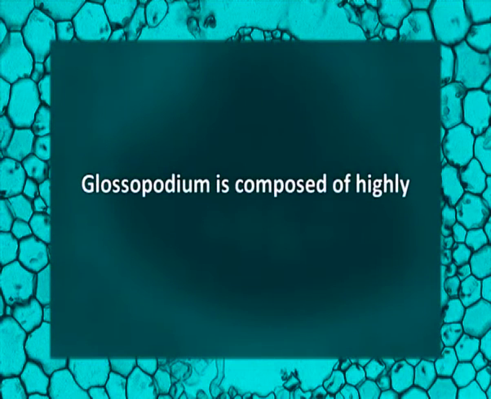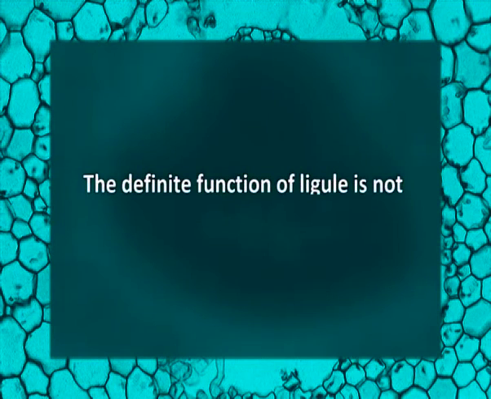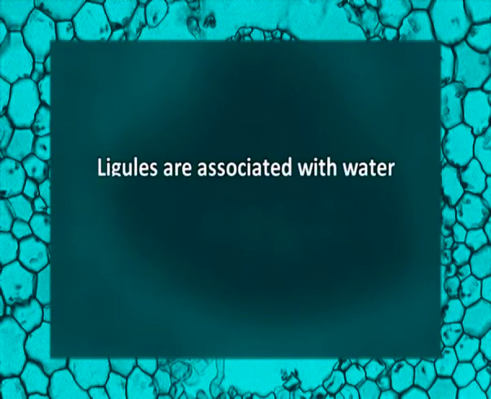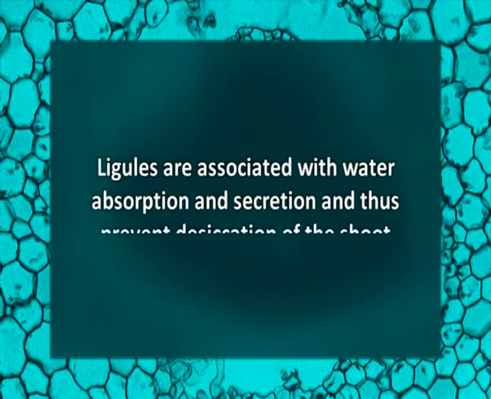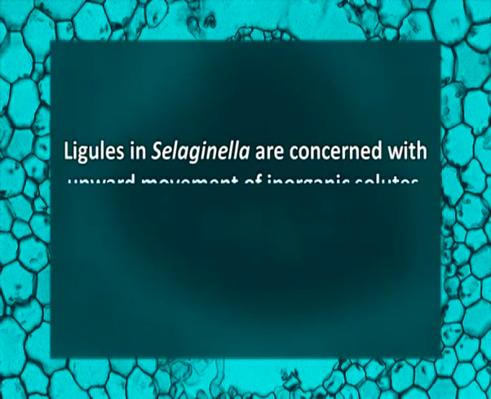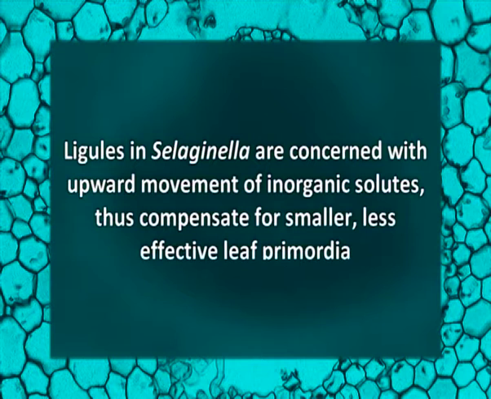The basal part of the ligule has a distinct hemispherical foot-like structure called the glossopodium. It is composed of highly vacuolated, thin-walled tubular cells. Although the definite function of the ligule is not known, it has been suggested that in some way they are associated with water absorption and secretion, thus preventing desiccation of the shoot. Some consider that ligules in Selaginella are concerned with upward movement of inorganic solutes and thus compensate for smaller and less effective leaf primordia.